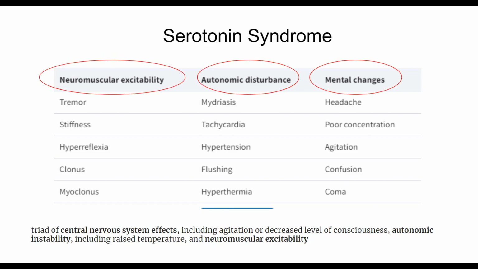So as we mentioned, they'll present with maybe some tremor, stiffness, myoclonus, hyperreflexia. You'll see issues with tachycardia and hypertension from an autonomic disturbance standpoint. Hyperthermia is pretty common when you have serotonin syndrome. And then there's agitation, confusion, and really when it's at its worst, coma for patients with serotonin syndrome.